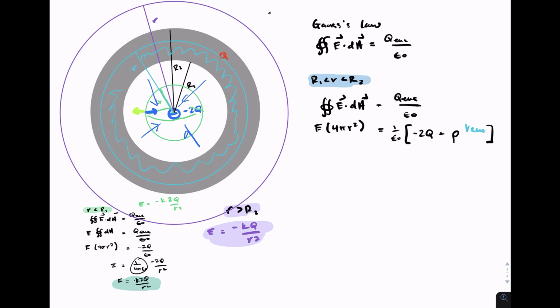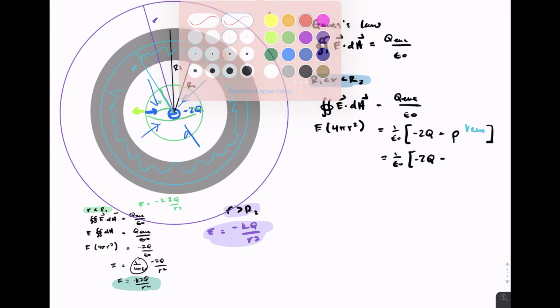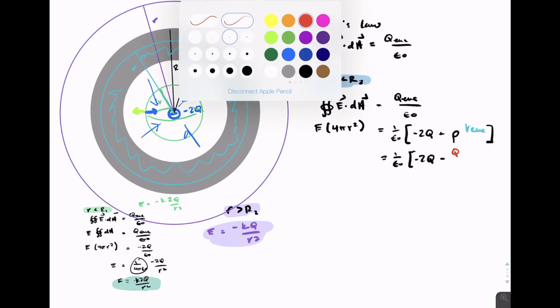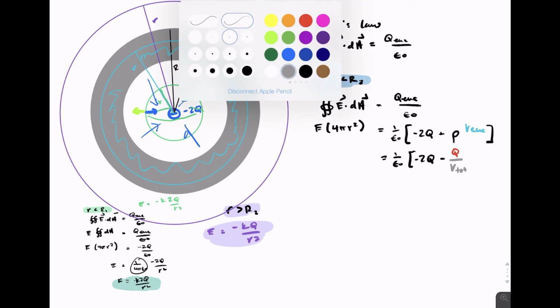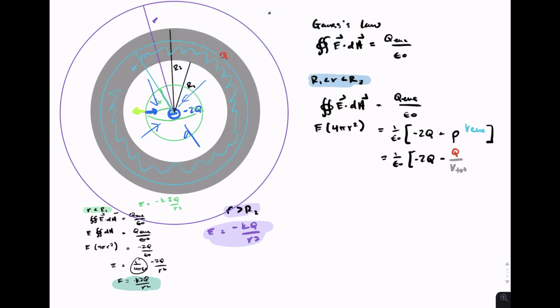It's charge, which is Q, divided by the total volume. Let me rewrite that: 1 over epsilon naught, negative 2Q. Do not forget the negative 2Q, it's very important. Minus rho, which we can write as Q over V total, which is the gray thing, times V enclosed, which is the blue thing, and that's that.